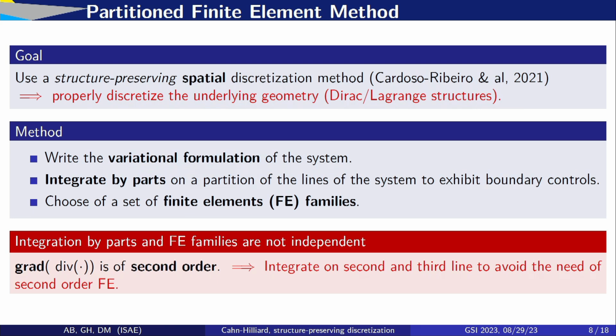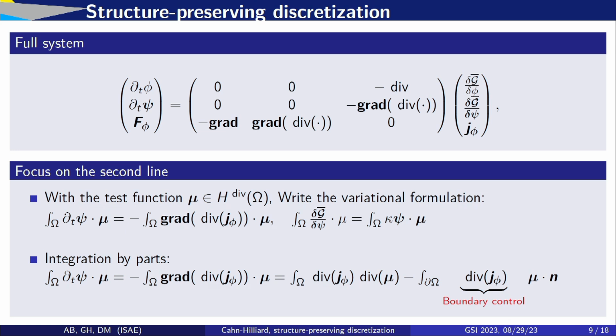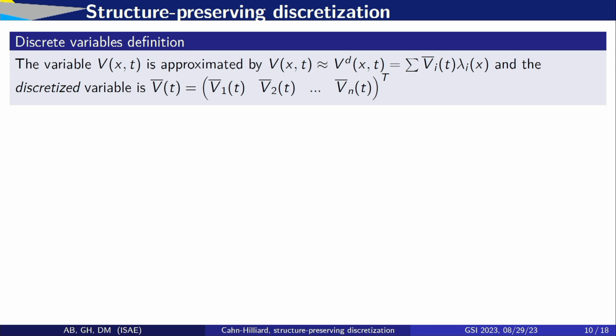Okay. So now we do this on the second line as an example. So we take the second line, which is with the psi here. We write the variational formulation of our system, then integration by parts. And there you can see that we have the div, as I said before. And here you get your boundary control. Okay? And then you can define, so this is the definition of our discrete variable.